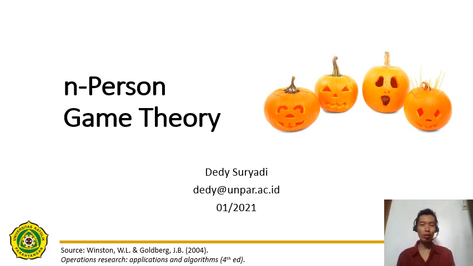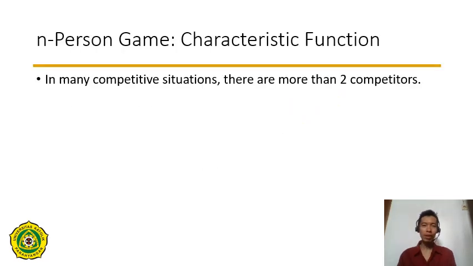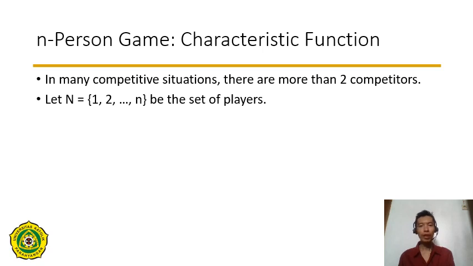So today I'm going to talk about n-person game theory, and this is different from the previous weeks where we only talked about two-person games. So let's start. This condition is common because in many competitive situations we have more than two competitors. Let's say we have n players, and the big N is the set of all players. So we have player 1, 2, up to player n with the small n.